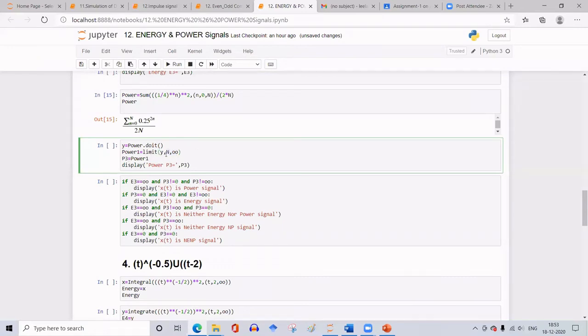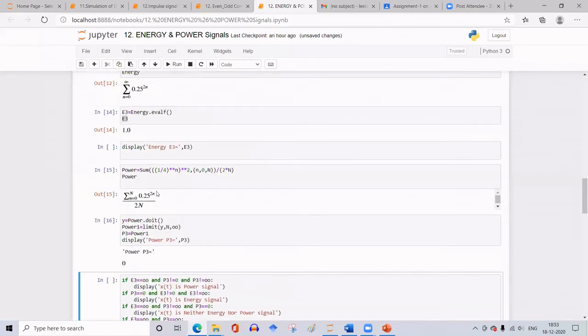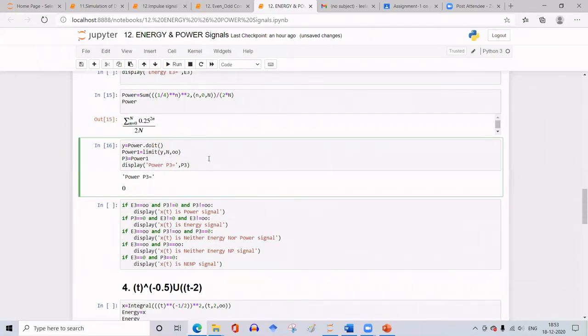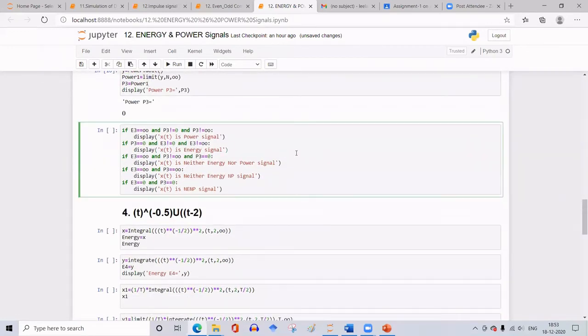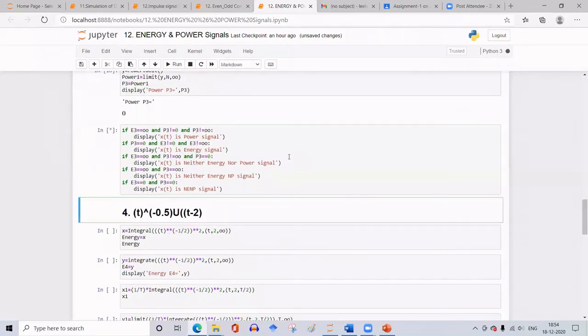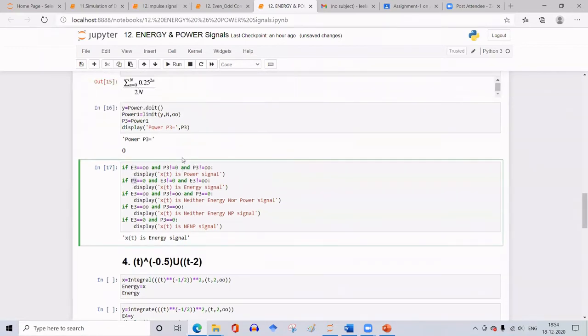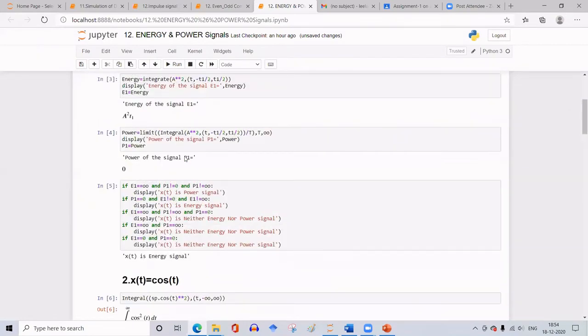That power, I am designating by P3, which is the power of problem 3. Okay, power is 0. Here we got energy as finite, power as 0. So what is the type of signal? Power 0, energy finite. Energy signal. So I must get the output as energy signal for this. If statements, taking the power and energy of problem 3. You differentiate between the various if blocks here.